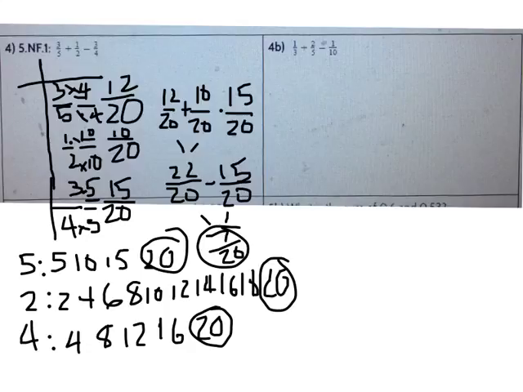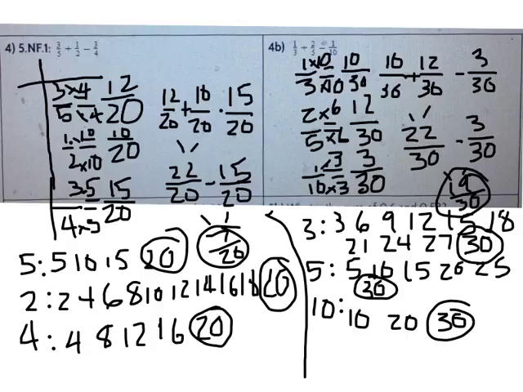Now you try one. What's 1/3 plus 2/5 minus 1/10? Go ahead and solve that problem now. The correct answer is 19 over 30. You can check your work with mine.